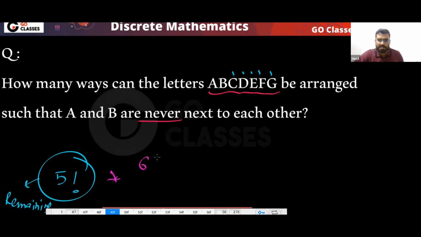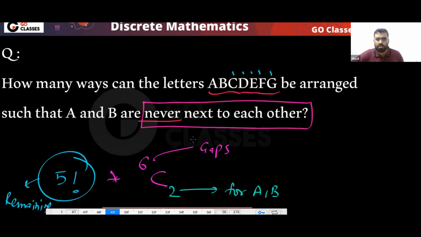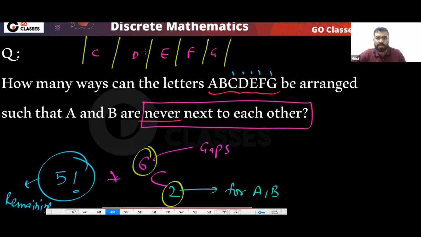Now there are a total of 6 gaps. You choose 2 for A comma B. Yes or no? Because when a few people are never next to each other, you can arrange the remaining people first. You have C, D, E, F, G. How many gaps do you have? 1, 2, 3, 4, 5, 6. So there are a total of 6 gaps. From these 6 gaps, you can select 2 for A comma B. This template we have already seen. Yes or no? Do you remember? So this is your answer.